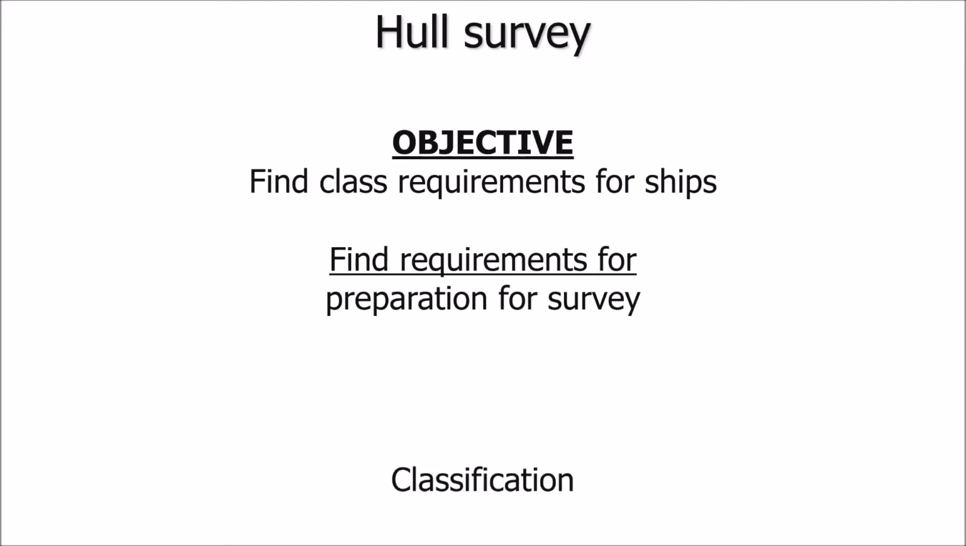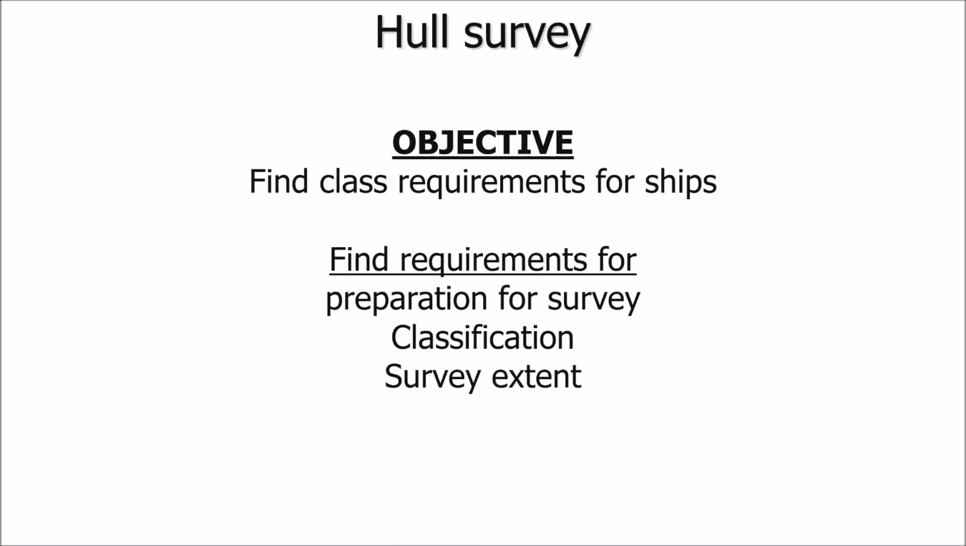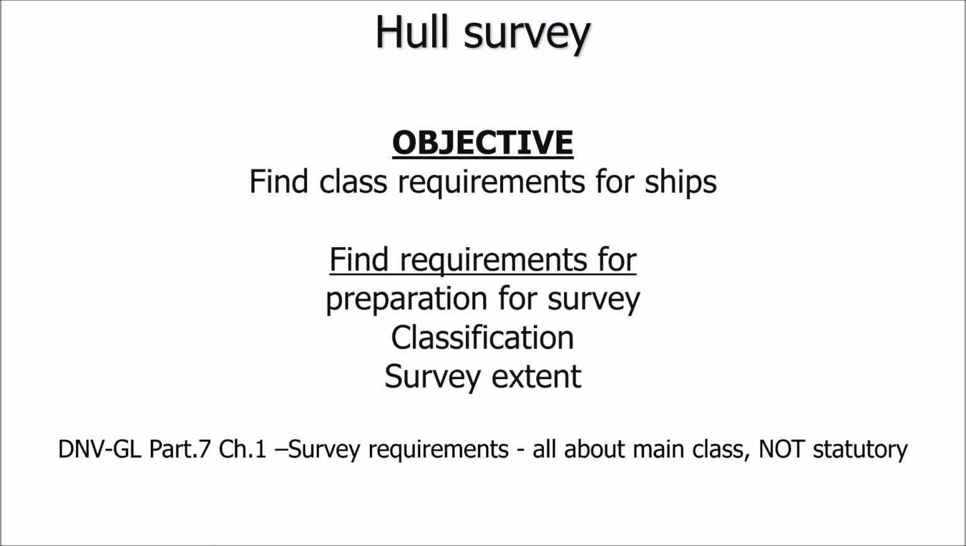And it's regarding classification here, and classification is that we have components that have their own approval, and we check the class, the standard, if the standard is still fulfilled. So something we can measure here, performance of some components. We're going to talk about survey extent. We're going to use the material from DNVGL Part 7, Chapter 1.